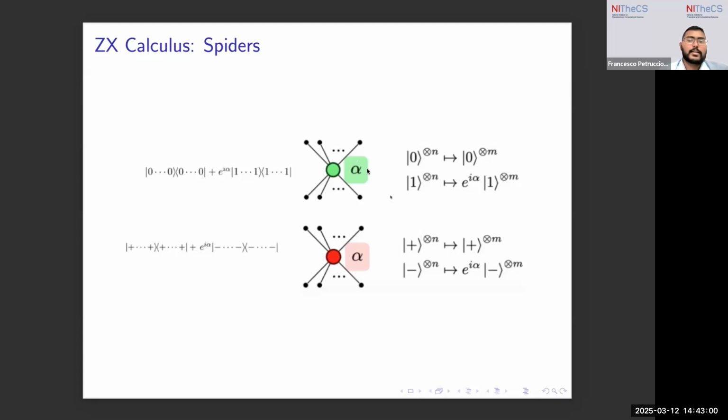And we have these green spiders which correspond to your Z basis. We have n inputs and m outputs for this diagram on top, and it would correspond to precisely this unitary operator here, described on the left and on the right here. And for your red spider, we have, again, this unitary operator here, which shows you how to compute it.